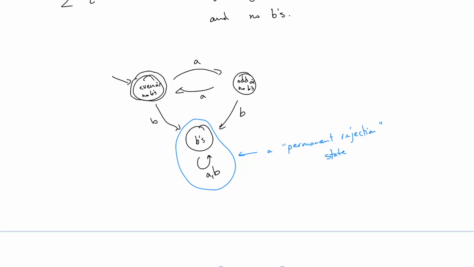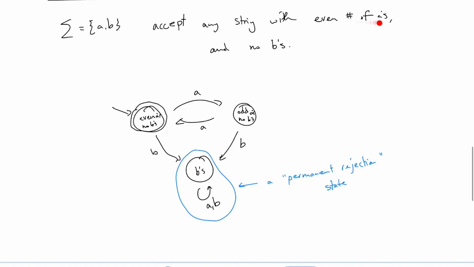Permanent rejection, all right? This is actually a helpful thing to keep in mind, this pattern of drawing the diagrams. When I see words like "even number of A's and no B's," I might think, as long as I'm reading A's, I go back and forth, evens, odds. But if I ever see a B, I should just go to jail forever, right? Which is what this is. If I ever see a B, I go down here, and this state is going to reject no matter what happens. All right? This is how we do it.